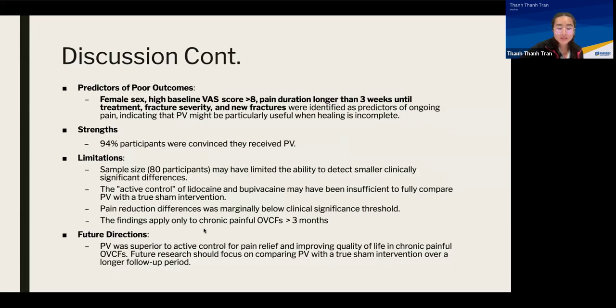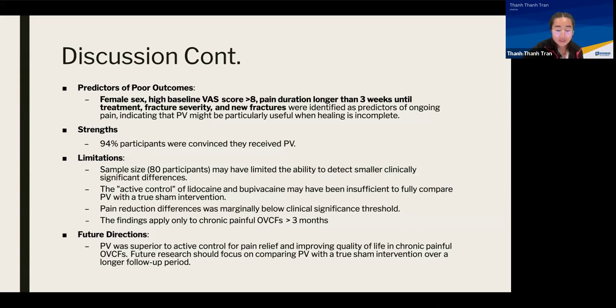All right, discussion continues. Combining results from previous trials, such as VERTOS II and VERTOS IV, there were significantly more patients in the conservative and sham treatment group that continued to develop chronic back pain. This could possibly be a result of incomplete healing of their fractures.